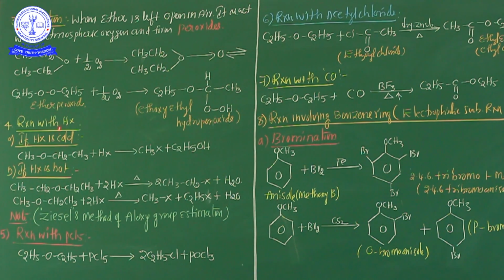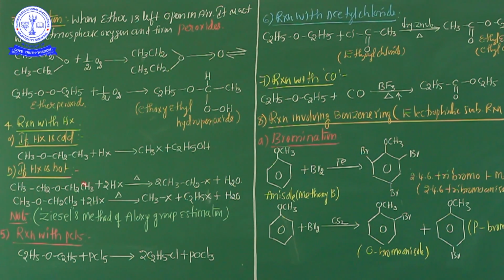Now another one, reactions with hydrogen halides. If the hydrogen halide is cold, take this compound, ethyl methyl ether, treated with the hydrogen halide. What happens here? Methyl halide and ethyl alcohol are formed. This is the cold condition of the hydrogen halide.